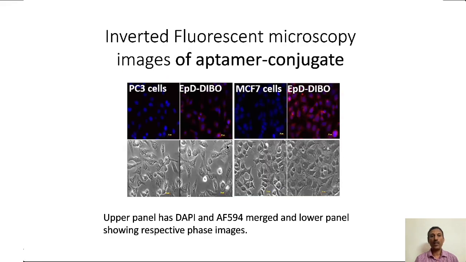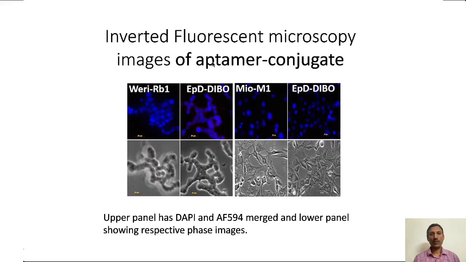And when we carried out inverted fluorescent microscopy, some of the images are shown here. So, the upper panel is the one with the DAPI and AF594 merged, and the lower panel is showing the respective phase images. So, here you can actually see the color, and these colors show that the aptamer conjugates are bound to the cell surface.